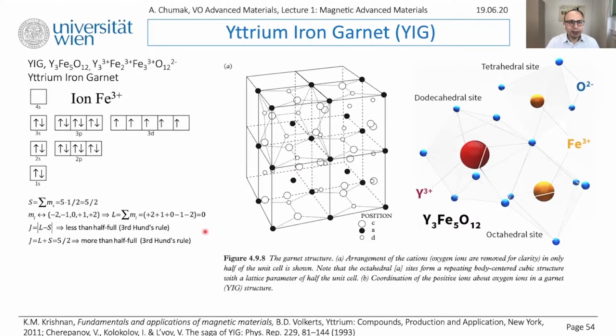And why are these ions interesting? Here you can see the atomic structure of iron 3+. You can see that the 3D shell is exactly half filled. As we know already from Hund's rule, all spins will be oriented along, so the spin angular momentum will be maximized. It will be 5/2 from one ion. But if we speak about orbital momentum, you can count it +2, +1, 0, -1, -2. In total, it will be 0.